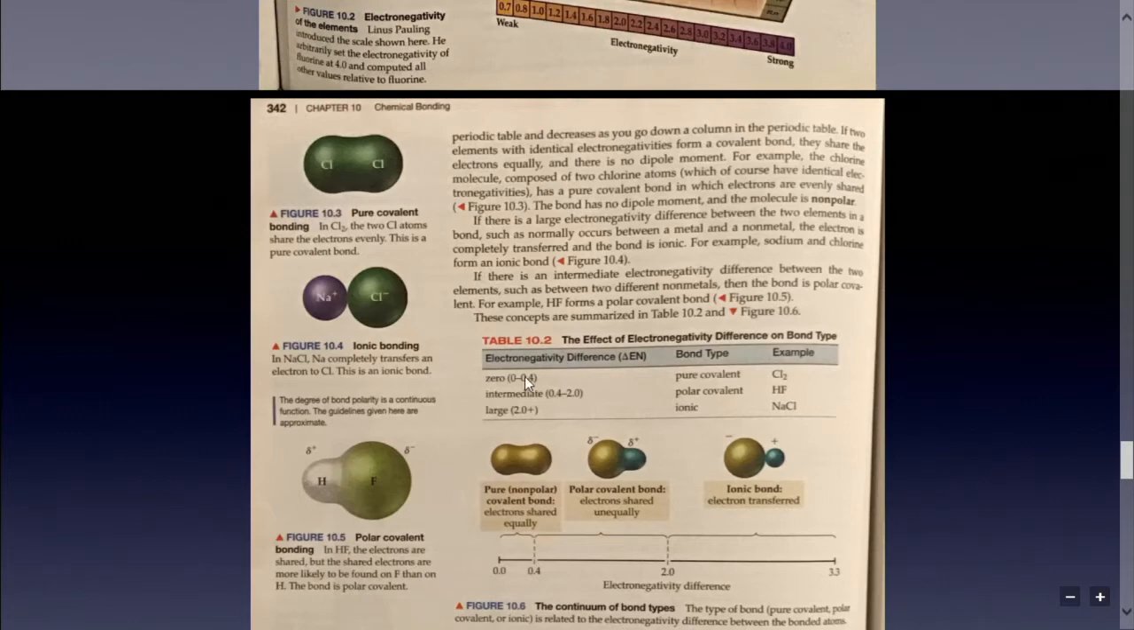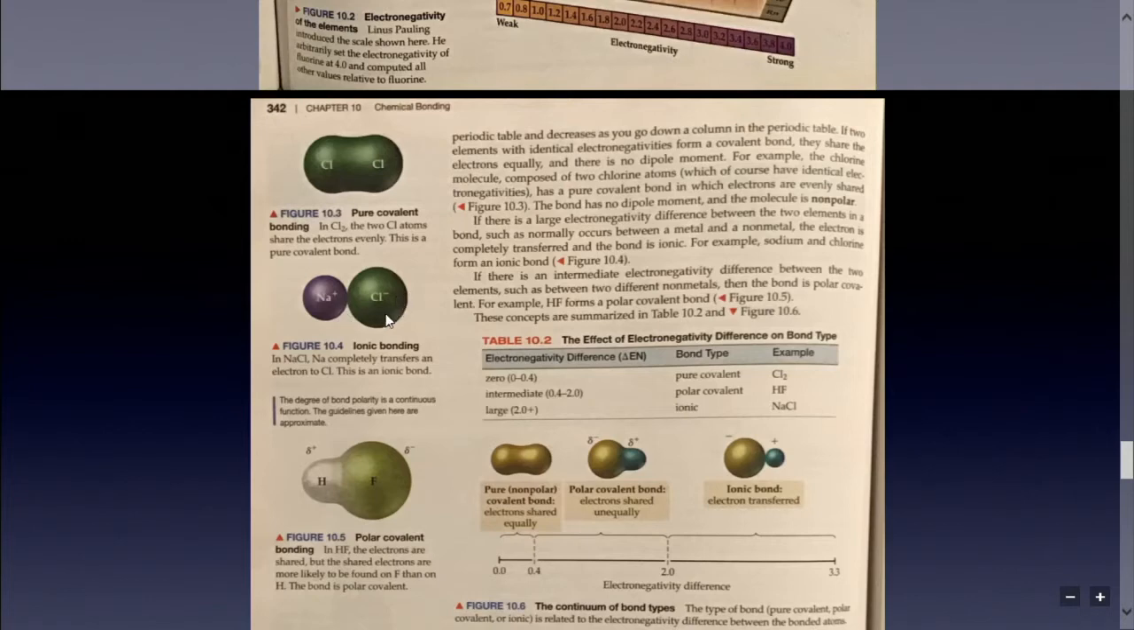Table 10.2, anything between 0 and 0.4 is pure covalent. Anything between 0.4 and 2.0 is polar covalent. And that's where we are, right? We're at 1.4, so we're under 2. So we're in the intermediate range here of polar covalent. There's a lot of polar covalent compounds. And then anything higher than 2, well, you're not even talking about a covalent bond anymore. If there's an electronegativity difference higher than 2, you're literally dealing with an ionic compound. In that case, the electrons are just given entirely to the other element.